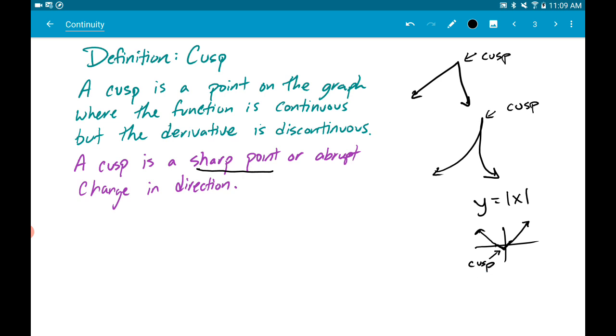And so we're going to come back to this a lot because there's some interesting features when we start talking about the derivative. That is the chapter 3 content. But just know that a cusp is going to be unique because the function is continuous there. You can draw it without lifting up your pen. But the derivative, when we start taking those, the derivative is going to be discontinuous, which is kind of a unique feature of cusps.